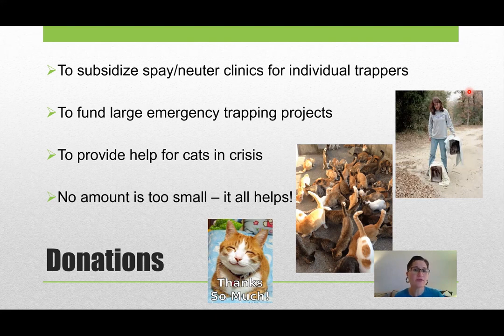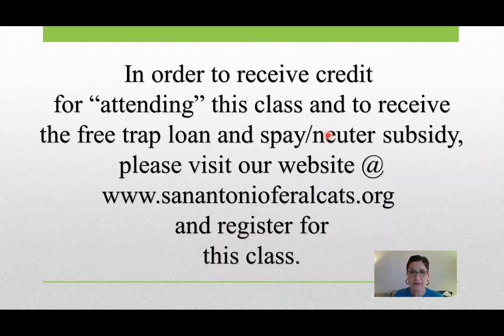Okay. We also use the money to fund large emergency trapping projects. Let's just say you have a neighbor or somewhere where they started off with 3 cats and now they have 25 cats, and somebody finally is doing something and somebody has to pay for all this. We use the money for that. We do help for cats in crisis. Sometimes the cats that we come across need some medical attention, and if we can save their lives, we will. Okay. And again, no amount is too small. It all helps. Okay. So we do have the donation tab there.